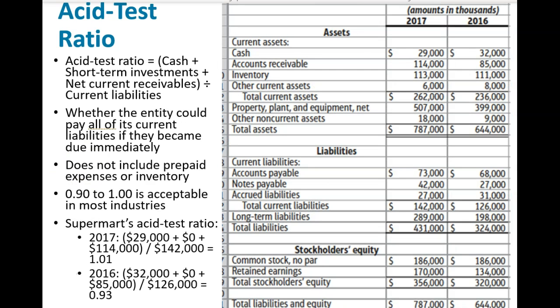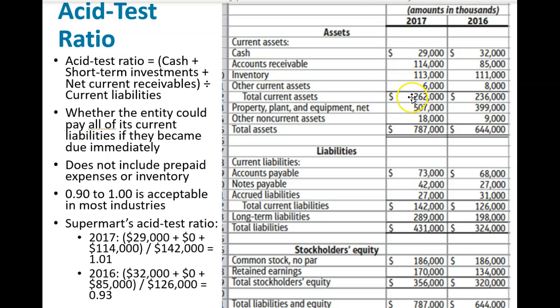Now here's the acid test ratio, and that reduces your current assets. It leaves inventory out of it. So this takes cash plus short-term investments. When they say short-term investments, they mean the company has money invested in a money market, something like that. Plus net current receivables. So cash and accounts receivable, and then any other current investments that you could easily liquidate. That's the key. It has to be able to be turned into cash. The question is, could they pay it if it became due right now?